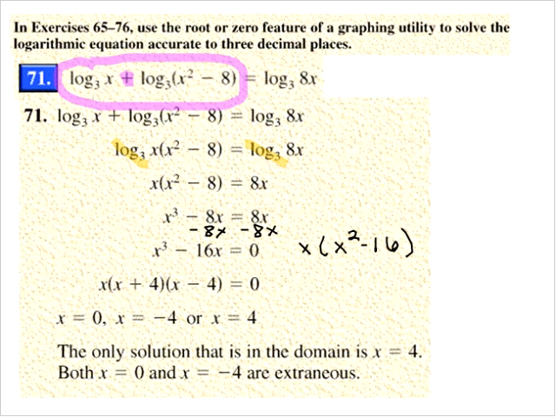The only solution that works, though, is x equals positive 4. Because remember, your domain for logarithmic functions has to be x greater than 0. So greater than 0 does not include 0. So 0 doesn't work and negative values don't work. So therefore, the only solution is x equals 4 in this problem.